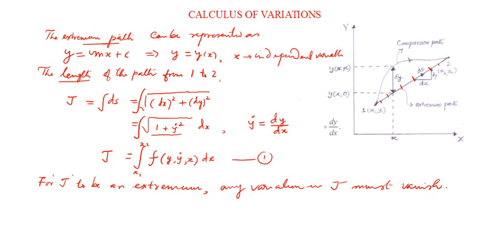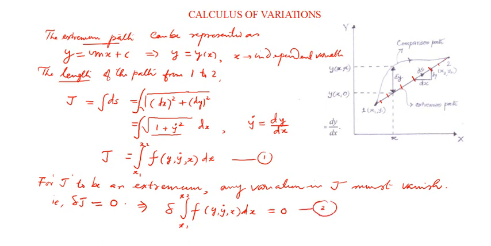Variation means what? Like in the figure, delta y is the variation in y. Similarly the variation in J must vanish. So I can say that delta J, variation being represented by delta, must be 0. Or since J is given by equation number 1, delta of the integral from x1 to x2 of f of y dot, x, dx must be equal to 0. Equation number 2.